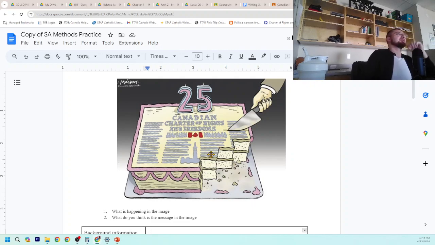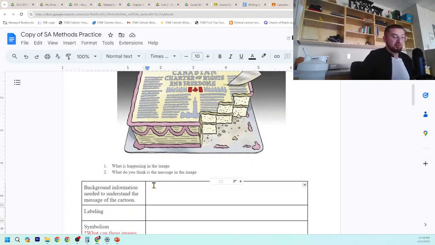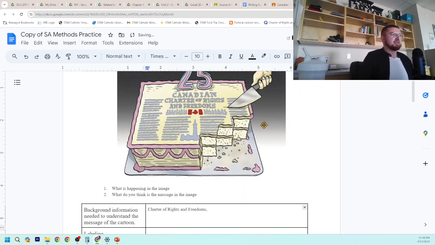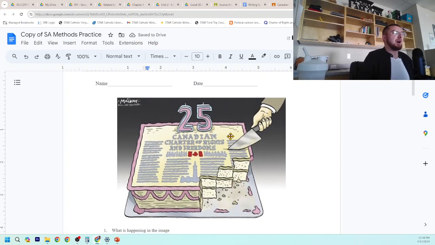Thank you. Yeah, right there. Charter of Rights and Freedoms, right? If you don't know what that is, it's going to be hard to understand what's going on here. You would think it's a really weird birthday cake. And you should be writing this stuff down on your piece of paper. So Charter of Rights and Freedoms, what else might we need to know about?